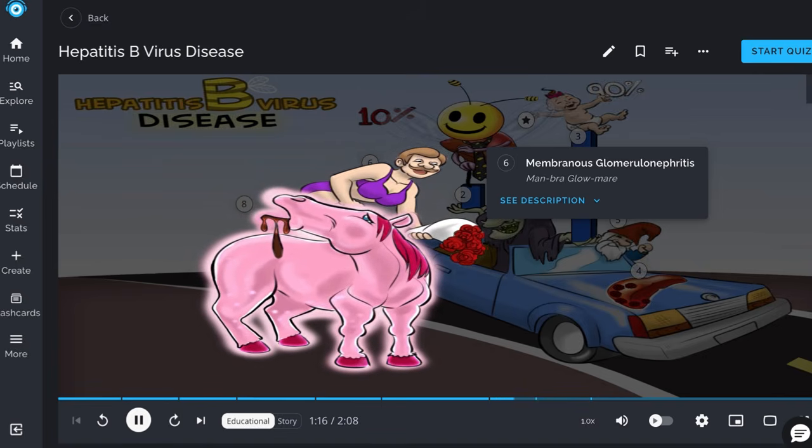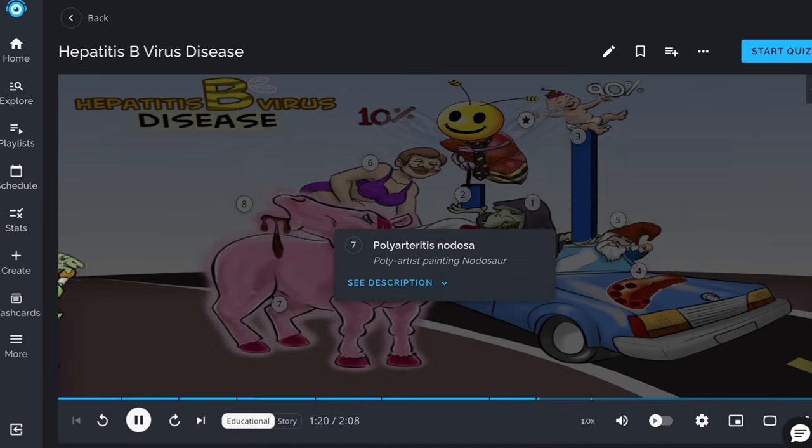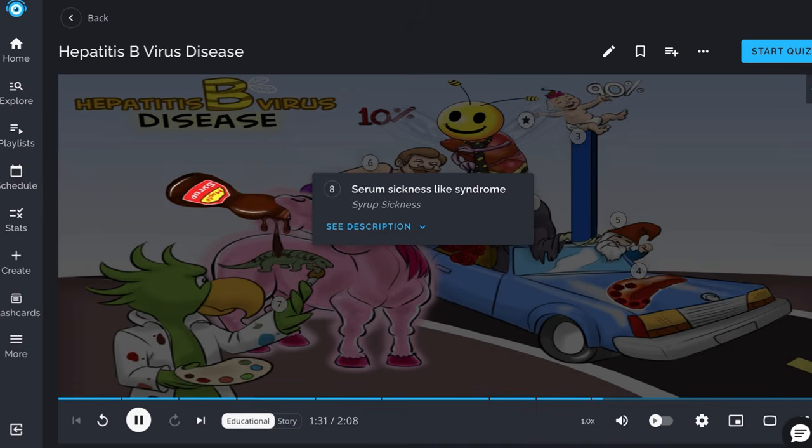which presents with proteinuria. HBV may cause polyarteritis nodosa, shown by the polyartist drawing a nodosaur, which is a systemic vasculitis. Additionally, a serum sickness-like syndrome may develop, shown by the syrup bottle, which presents with fever, rash, and arthritis.